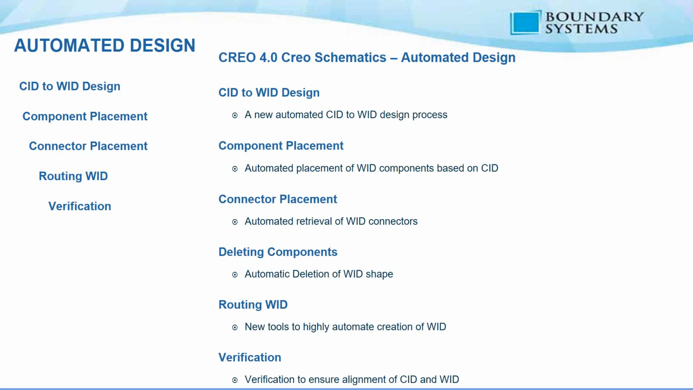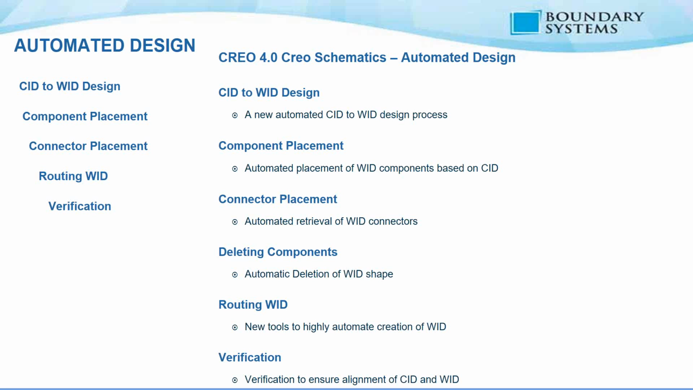All right, so let's get right into what's new in Creo Schematics 4. Here's a simple list of what is new. The big things here are the connectivity between your SID and your WID, so your circuit interconnect diagram and your wire interconnect diagram. There's a lot more automation built into those two diagrams, and in transferring the information from one to the other. As the list says, there's more automation from your SID to WID design processes.